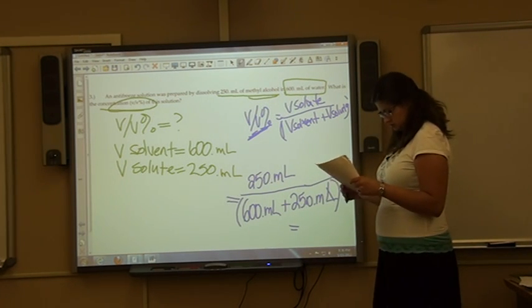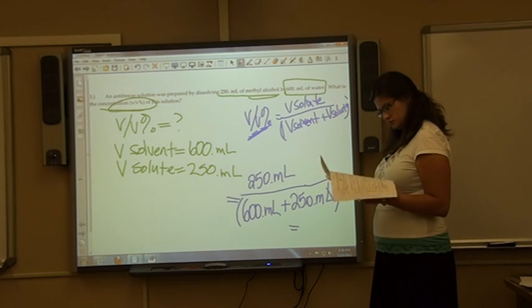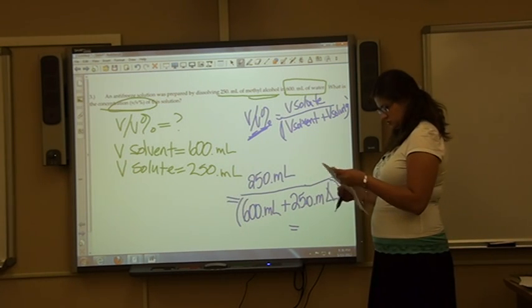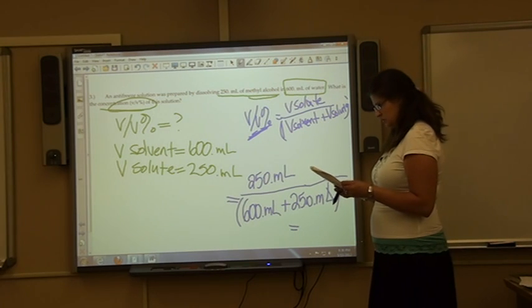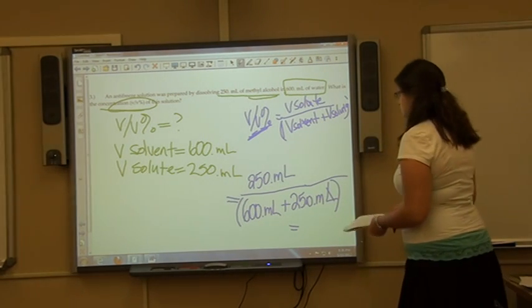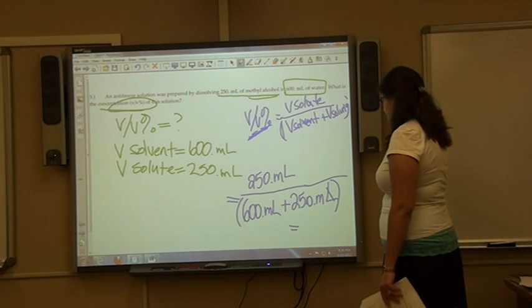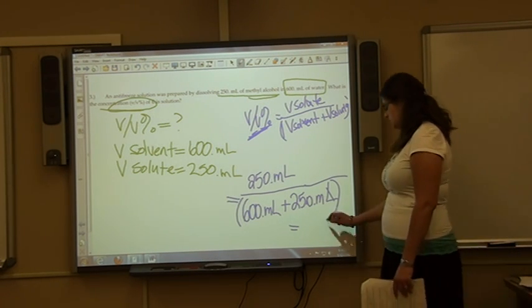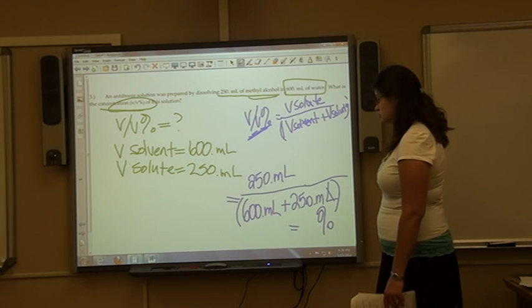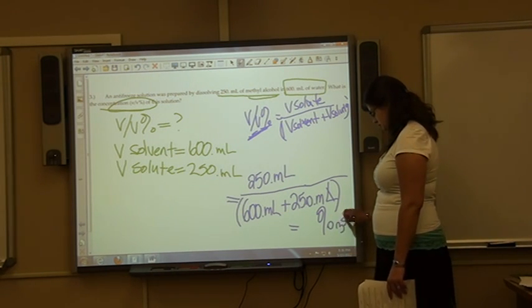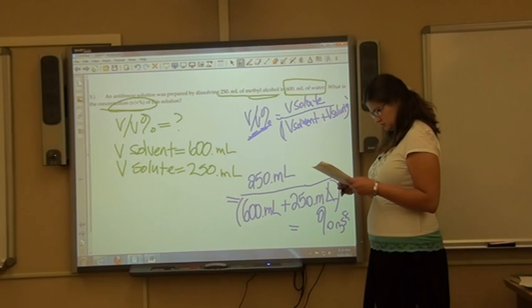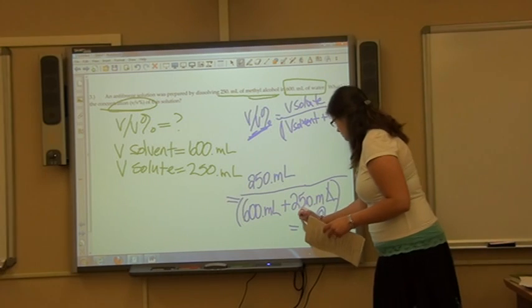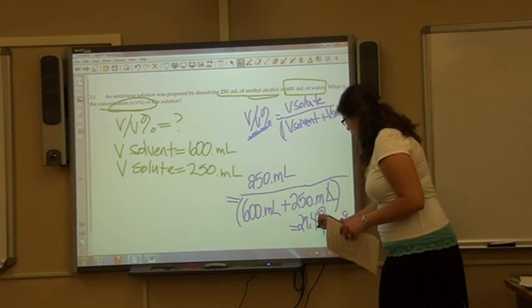And you get an answer which, was this really number 3? Well, I'm sure you can calculate that answer. 250 divided by 850, something like 0.25 or something. Make sure that it is in percent. And how many sig figs should you have? You should have 3 sig figs. Oh, there it is. 29.4%.